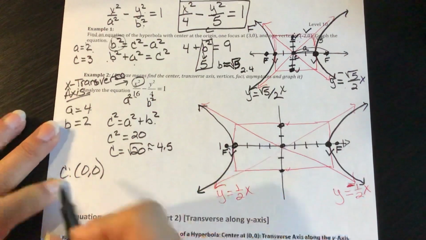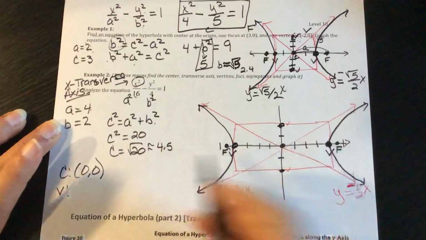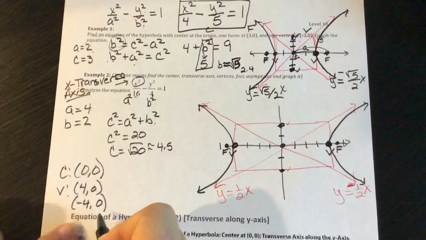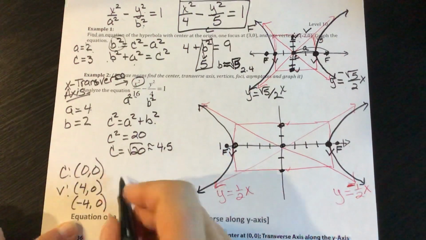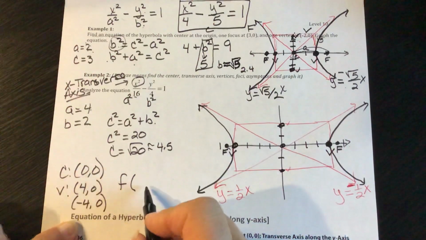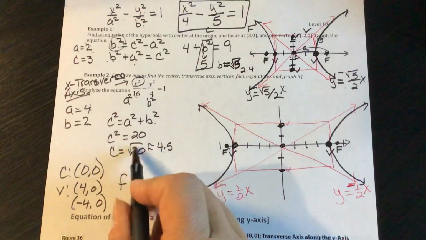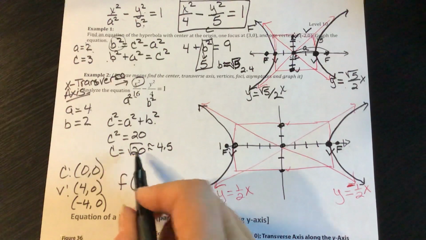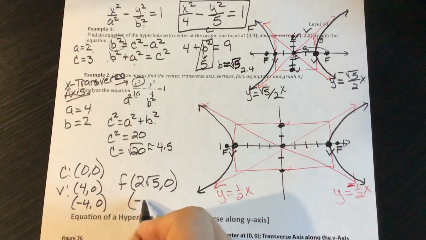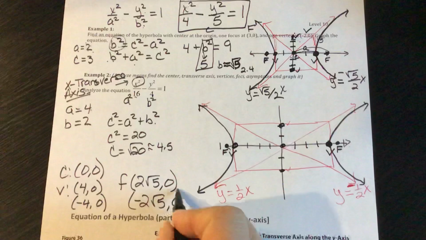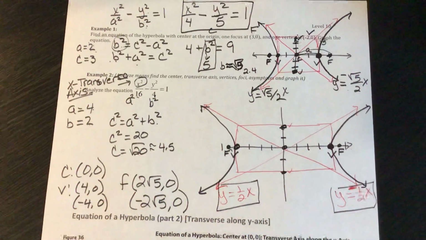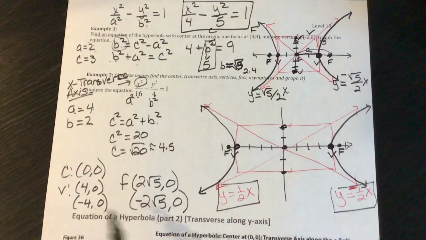The center, my vertices, if I label them, are 4, 0 and -4, 0. My foci are going to be at, this is the square root of 20. I should keep the exact value here. So this would be 2 square root of 5, 0, and -2 square root of 5, 0. Okay, and I have my asymptote equations there, and it should be all set.